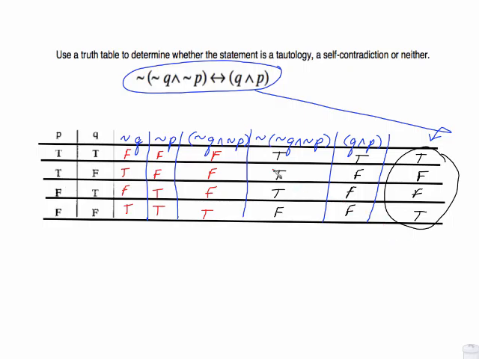And what we were asked on this is to use this truth table to determine whether the statement is a tautology, a self-contradiction, or neither. Remember, tautology is all of these true, so it's not a tautology. Self-contradiction is all of these false. It's not a self-contradiction, so it must be neither.